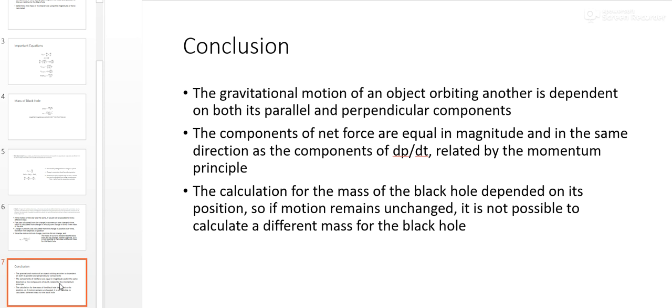In conclusion, the gravitational motion of an object depends on both its parallel and perpendicular components. The components of a net force are equal in magnitude and direction as the components of dp dt, which is proved by the momentum principle. Finally, the calculation for the mass of a black hole in this experiment depended on its position, so if motion remains unchanged, it is not possible to calculate a different mass for the black hole.